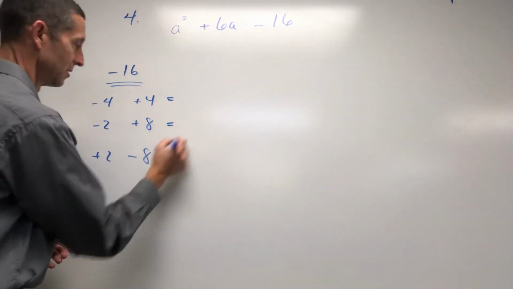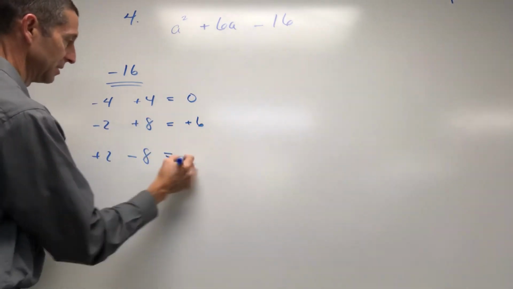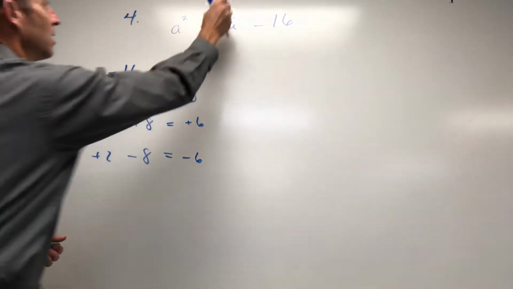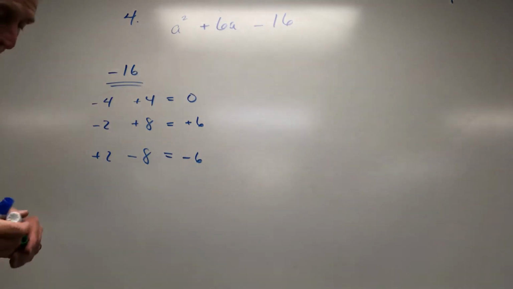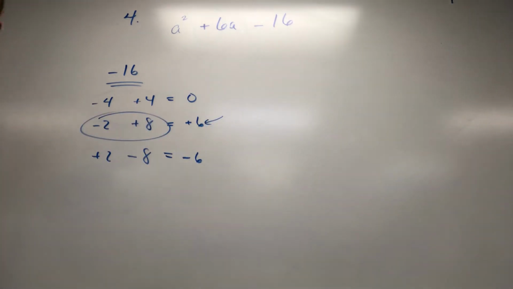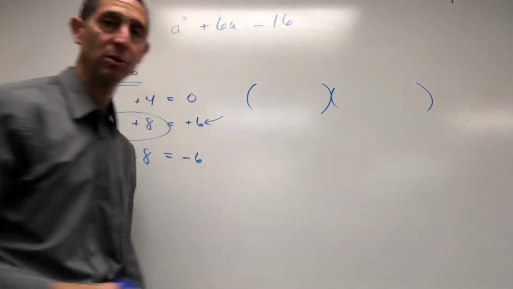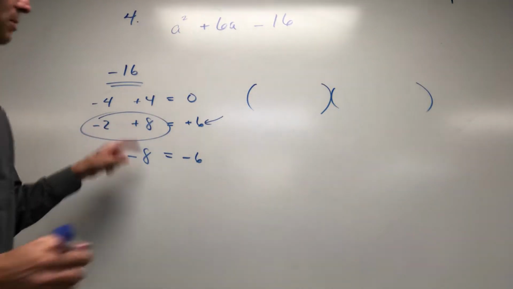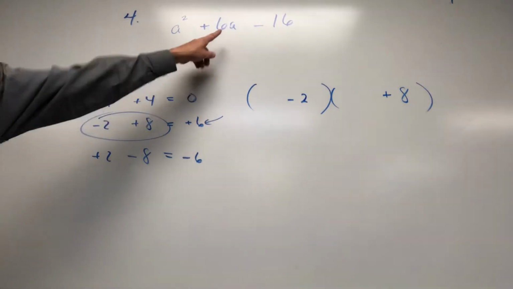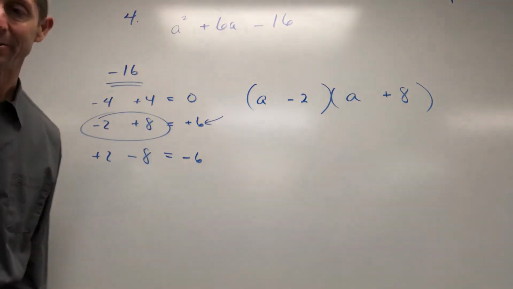Add them across. Negative 4, positive 4, that's 0. That's positive 6, that's negative 6. And then you check to see, well, what am I looking for? Right there, positive 6 is what I'm looking for. So there's my positive 6. Those are my two numbers that factor. We drop it into our two finishing groups when we factor it. Negative 2, positive 8. So here's negative 2, here's positive 8. A is our variable. We drop him in, and you just factor the trinomial.